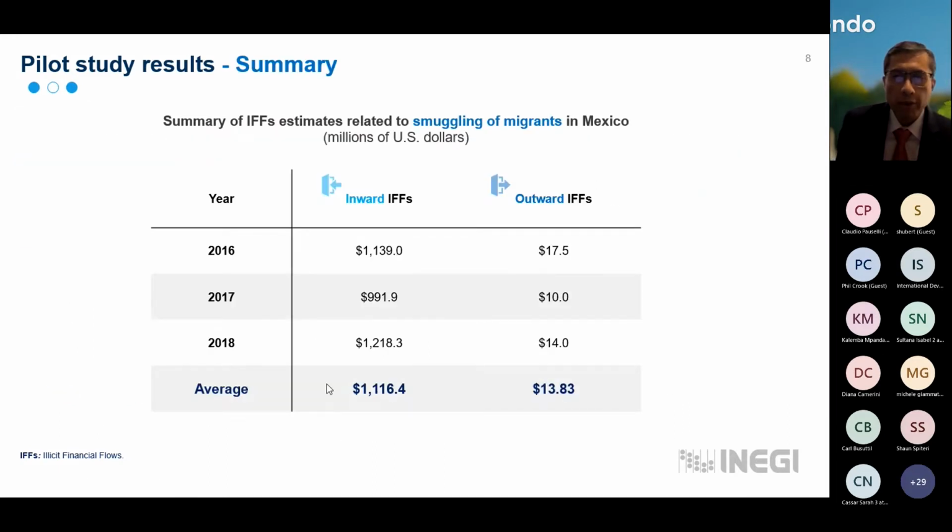Now, on this slide, what I have is the summary. For each year, you can see the estimates related to smuggling of migrants, the inward on the left, the outward again on the right. For each year, and the average already mentioned, 1,116 million US dollars. That's the average for the years 2016, 2017, 2018. You can see on the screen the estimate for each year. And on the outward, the average was 14 million US dollars.